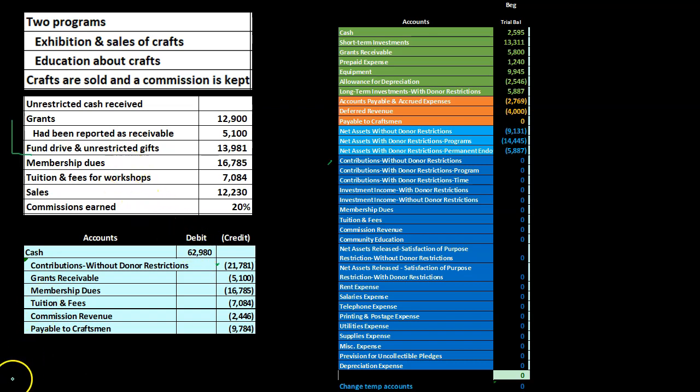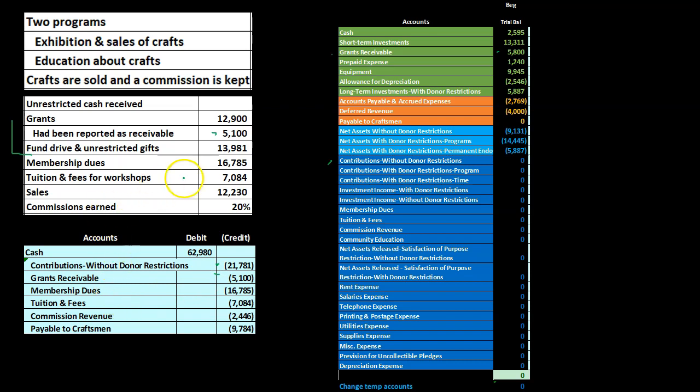Then we're going to have the $5,100, representing the amount of the receivables that are going down. So you'll note up here we have the grants receivable. I know it's a little small, sorry about that, but we have the $5,800 as the receivable. It then will be going down by the 5,100 that we have now received.